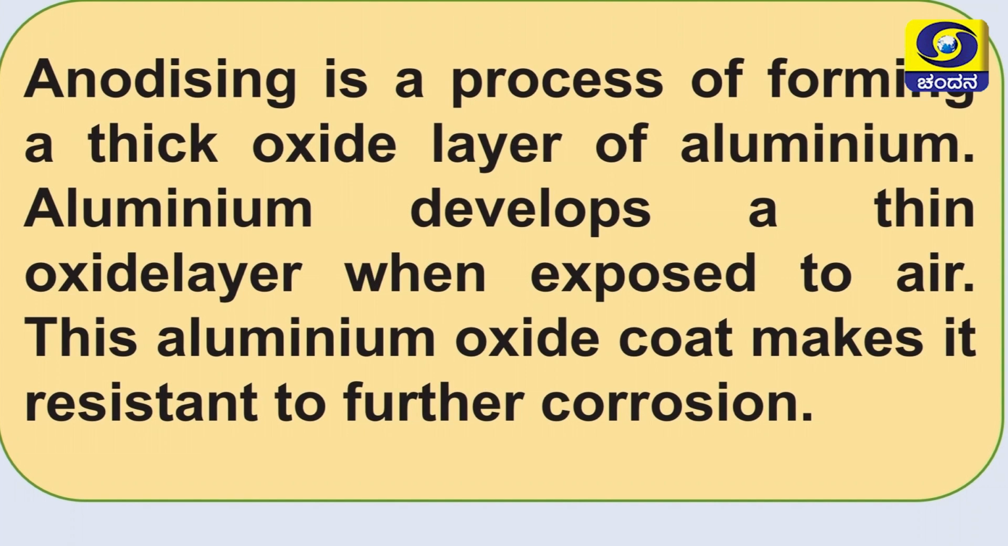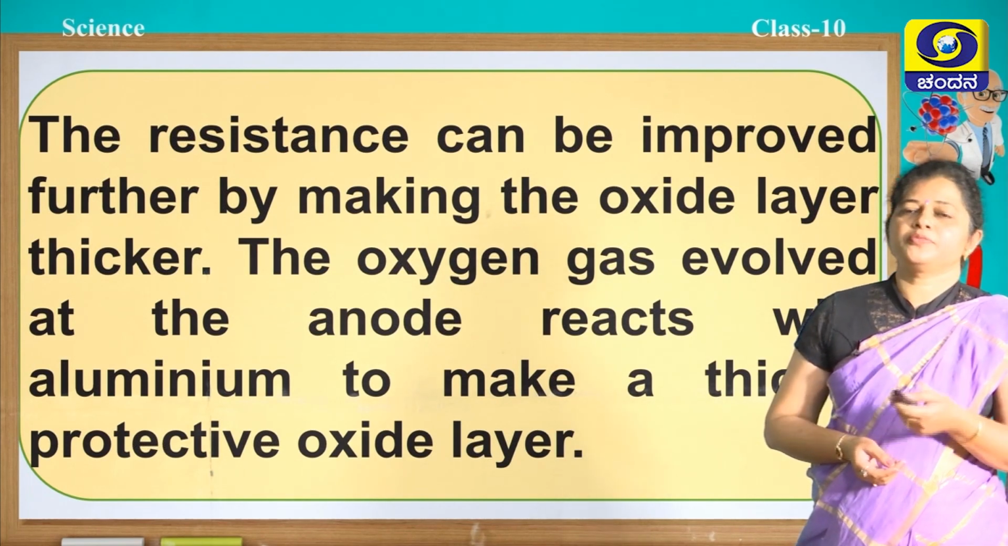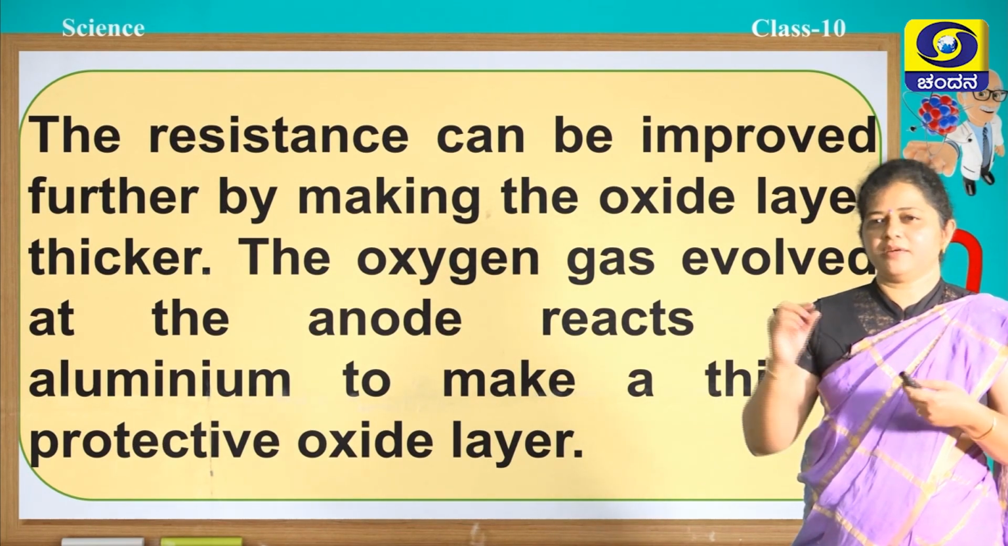The aluminium develops a thin oxide layer whenever it is exposed to air. So, this aluminium oxide coat makes it resistant to further corrosion. So, to stop the corrosion, anodizing is performed. The resistance of the aluminium can be improved further by making the oxide layer thicker.